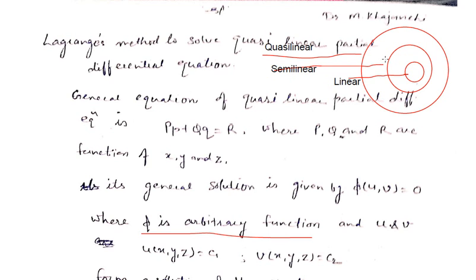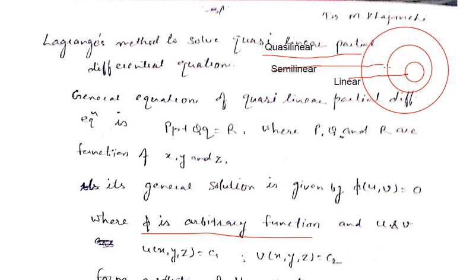Here I would like to state that every linear partial differential equation and every semi-linear partial differential equation are also quasi-linear equations, because a linear partial differential equation is linear in p, q and z as well, whereas a semi-linear equation is linear in p and q. So every linear equation must be a semi-linear equation, but the converse may not be true.